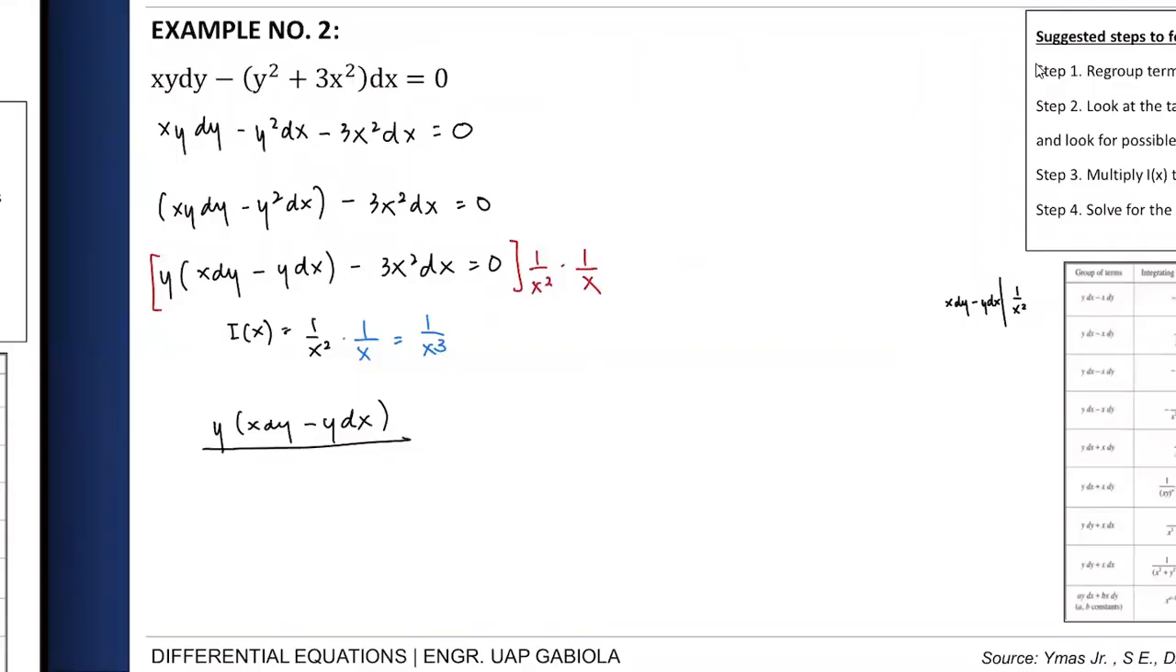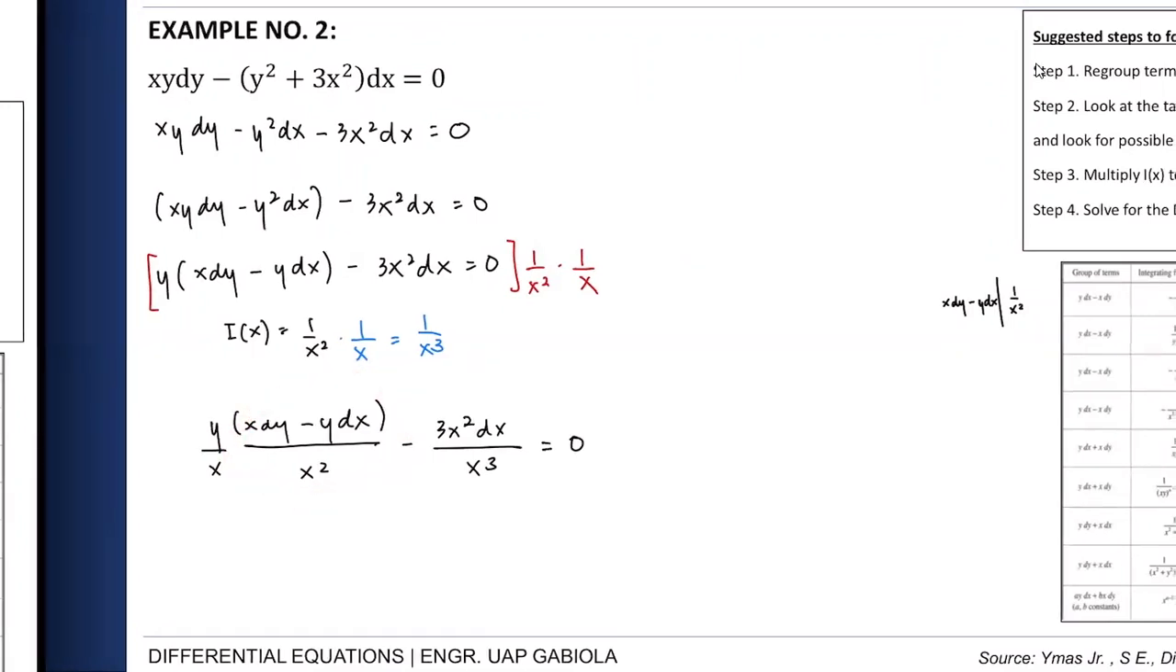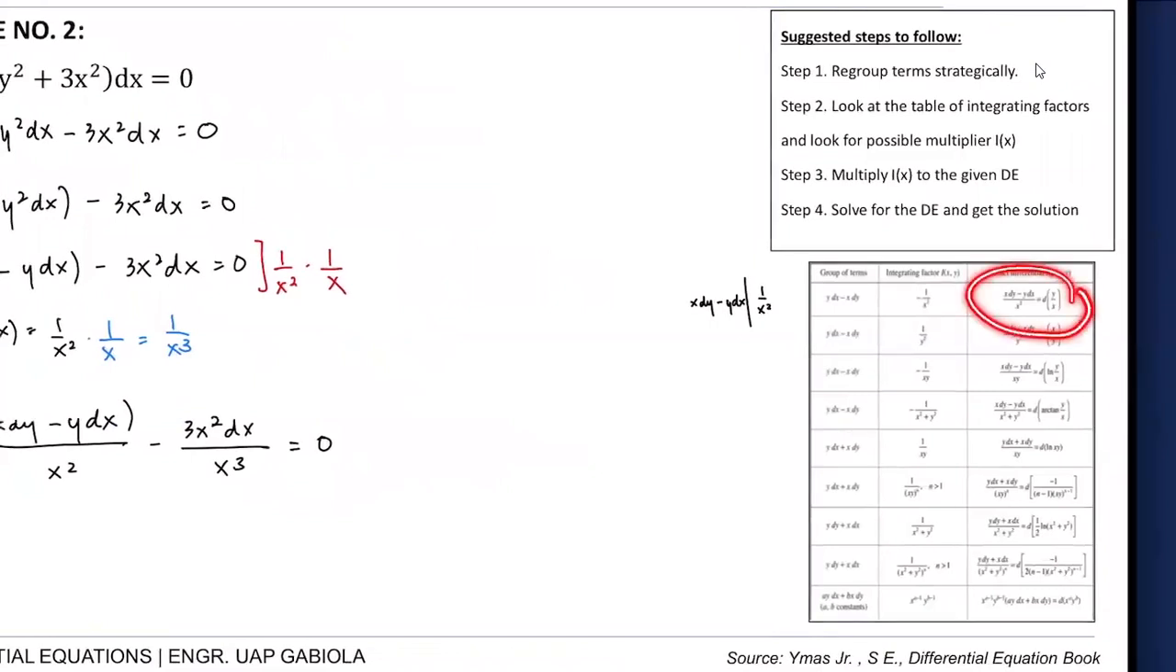Okay? So, this will be now y, x dy minus y dx over x squared, the same lang yan, minus 3x squared dx all over x cubed is equals to 0. Okay? Again, this term is an exact differential dito na y over x.